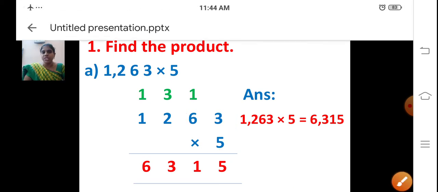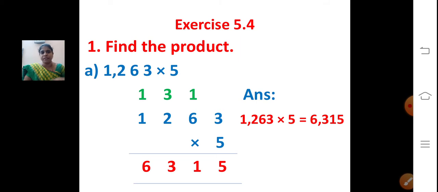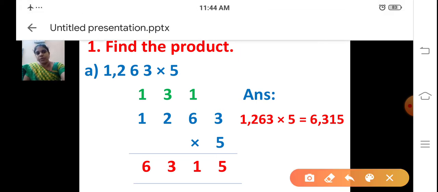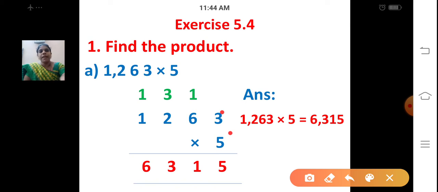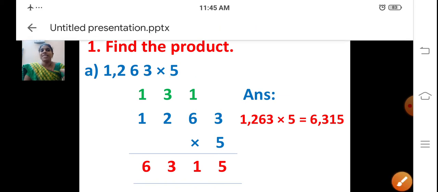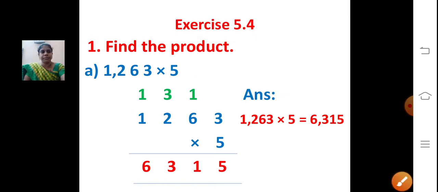So what you have to do? First you have to take the ones place, multiply by 5. 3 5s are 15. 5, 1 will be carried over. Next, take the tens place, multiply by 5. 6 5s are 30. 30 plus 1, 31. 1, 3 will be carried over. Then multiply the hundreds place by 5. 2 into 5, 10. 10 plus 3, 13. 3, 1 will be carried over. Then multiply the thousands place by 5. 1 into 5, 5. 5 plus 1, 6. So what is the answer? 6,315.